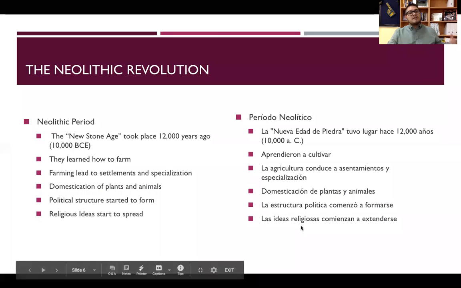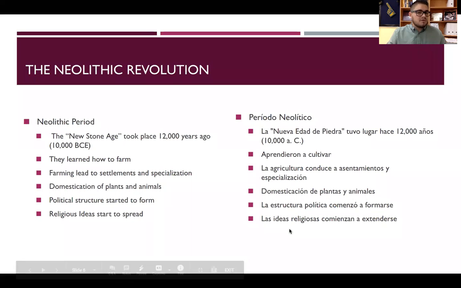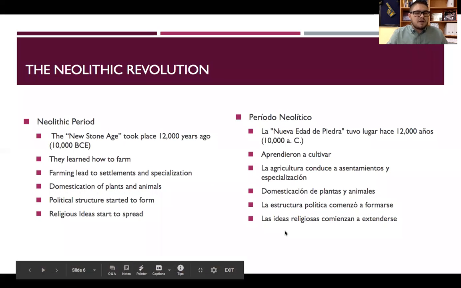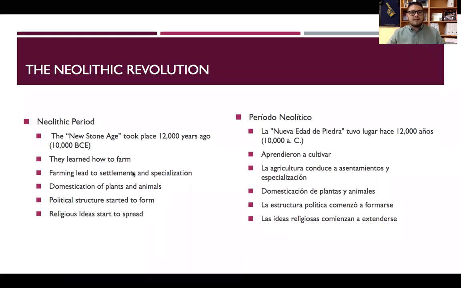So let's talk about the Neolithic Revolution. Now, the Neolithic period, which is called the New Stone Age, took place about 12,000 years ago. Okay, that's a very long time, but in reality, it's not that long of a time, right? They are going to learn how to farm. Farming leads to settlements and specialization. Now, what are settlements? Settlements are what we think of more as homes. We think more of, hey, we're going to settle down here and create a life for ourselves.